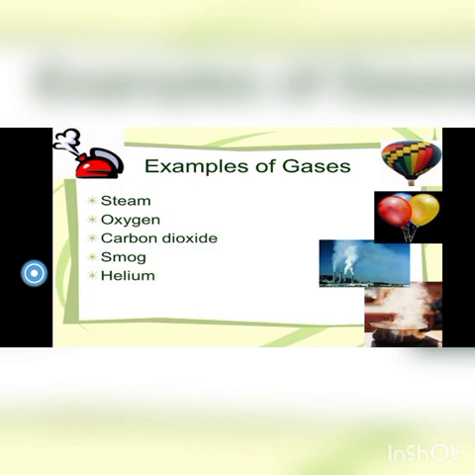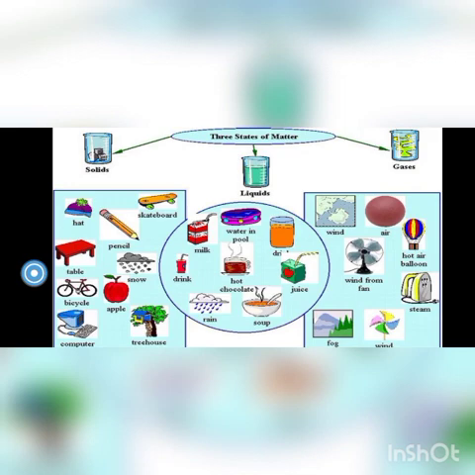Smog is a heavy gas that comes out when coal or something else is burned in factories. Helium. Helium is the air which we use to blow up balloons so that balloons can float in the air. So these are just a few examples of gases. Just like I said, even the cylinders that you use at home also have gas inside them.